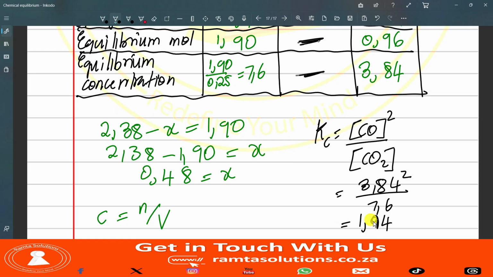As you can see, this is greater than 1. So it means you are forming more products than reactants. Even though it's slightly above 1, you're not forming reactants. You are forming slightly more products than reactants. Okay, so this is how you use your equilibrium constant.